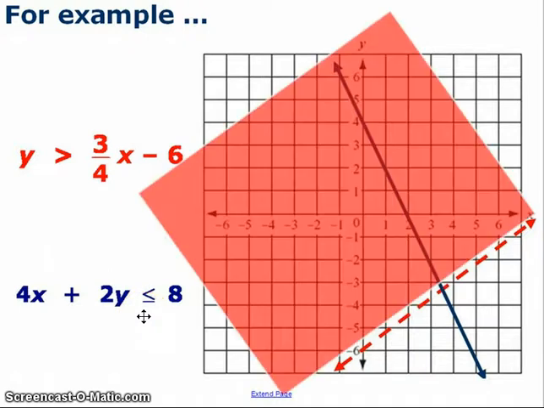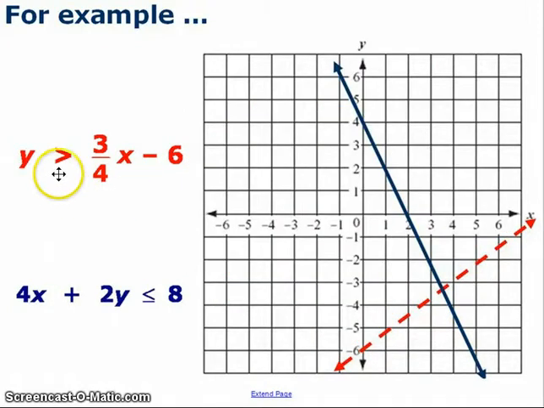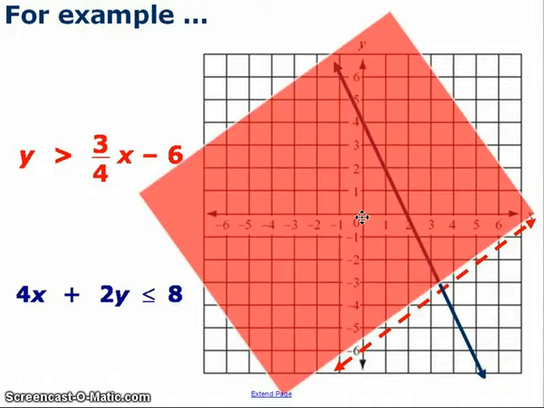You do shading just as you learned before, by deciding whether or not some particular point that you've picked does solve the inequality. So backing up here, I decided to pick (0, 0) and see whether or not (0, 0) solved the inequality. And so 3/4 times 0 is 0. 0 minus 6 is -6. And yes, -6 is less than 0. So (0, 0) is on the correct side. That's the side I shade for the red line.